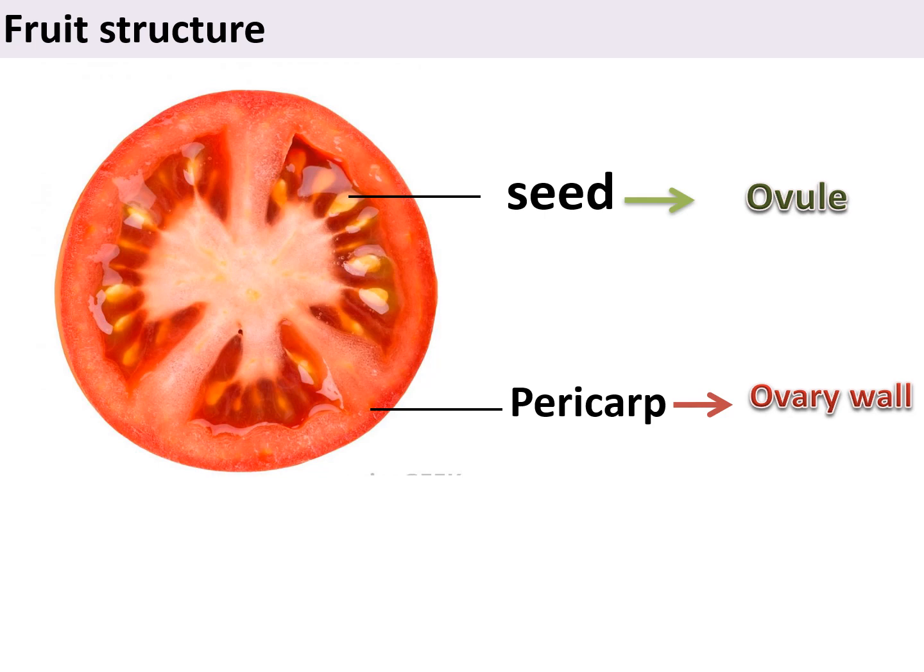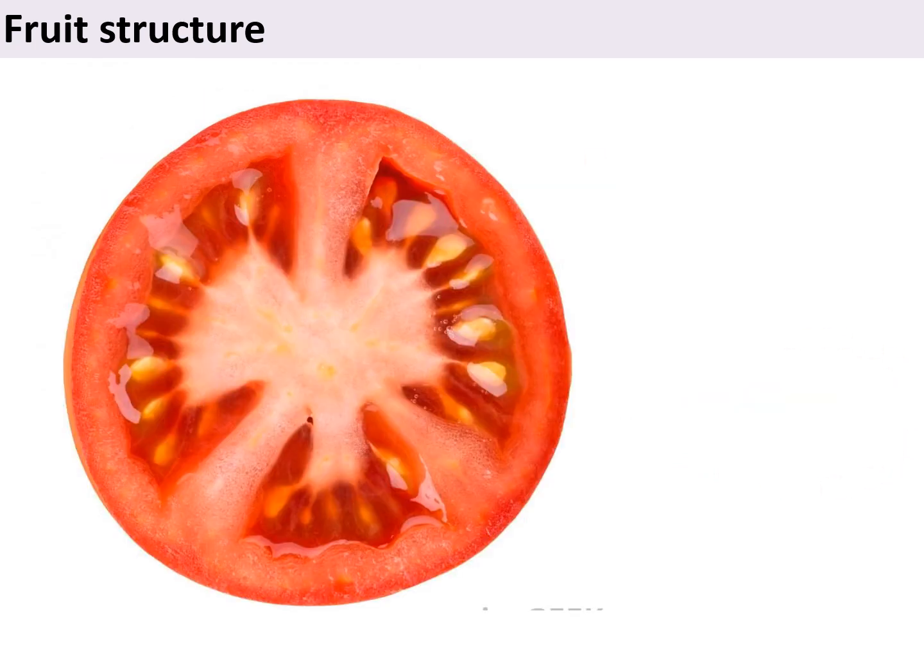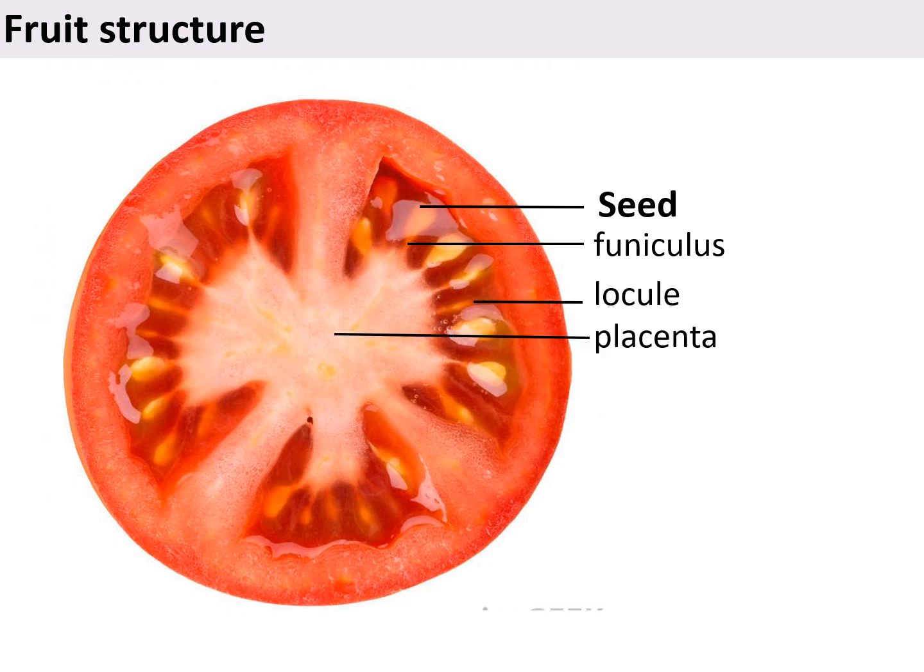As you know, the fruit is the product of the plant after fertilization. There are two main parts of the fruit structure. The first part is seeds. The seeds develop from ovules within the ovary, and the pericarp is the part that develops directly from the ovary wall. This is the seed, and the funiculus is the seed stalk. The funiculus is directly connected to the placenta within the locule.